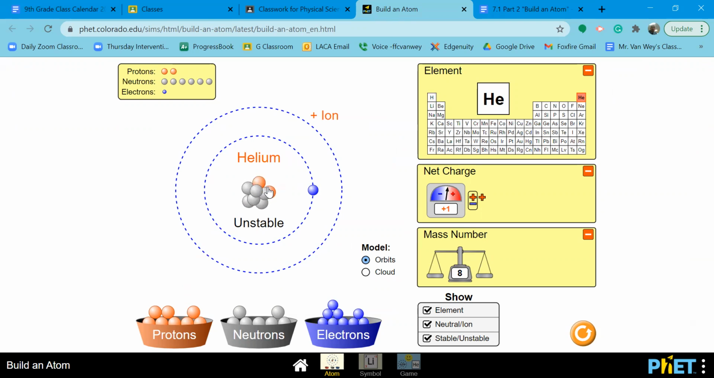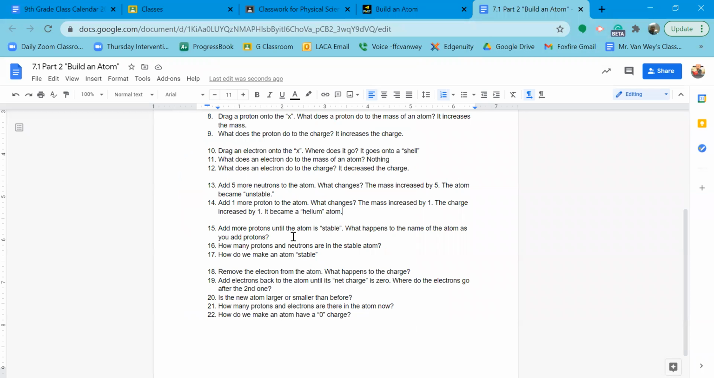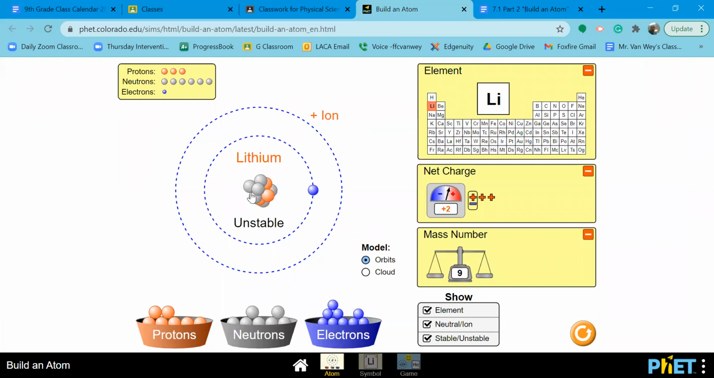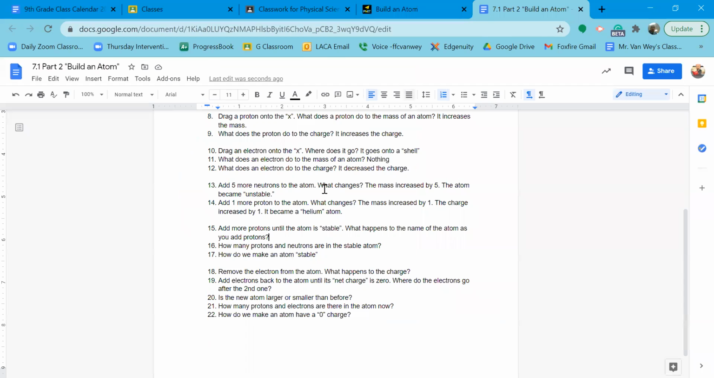Earlier we talked about an atom's identity. Well, the identity of an atom has nothing to do with the number of neutrons or electrons, but everything to do with the protons. So the number of protons tells us what kind of atom it is. We'll see that here. It says add more protons until the atom is stable. What happens to the name of the atom as you add protons? So add protons until it's stable. Oh, there we go. It changes. The name changes.